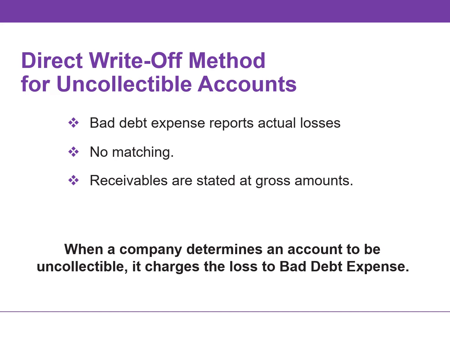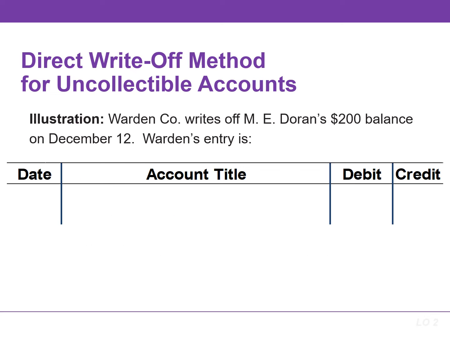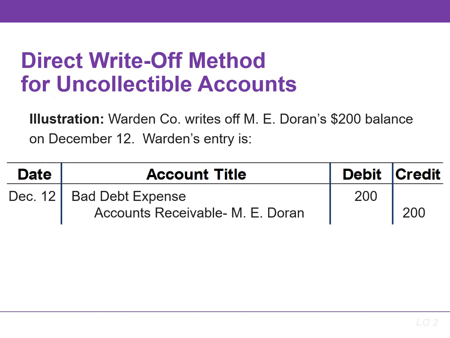Unless a company expects bad debt losses to be insignificant or immaterial, the direct write-off method is not acceptable for financial reporting purposes. Let's assume that Warden Company writes off M.E. Doran's $200 balance as uncollectible on December 12th. The journal entry would result in a debit to bad debt expense and a credit to accounts receivable, but more specifically M.E. Doran. The amount is for $200.